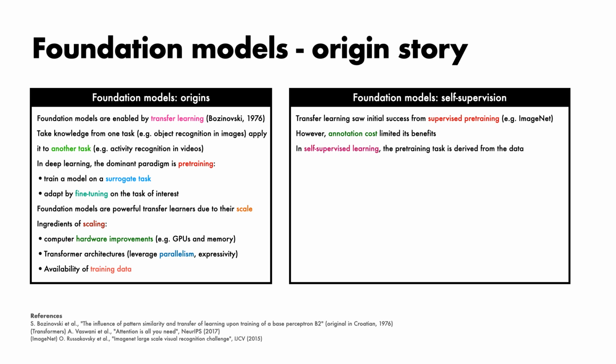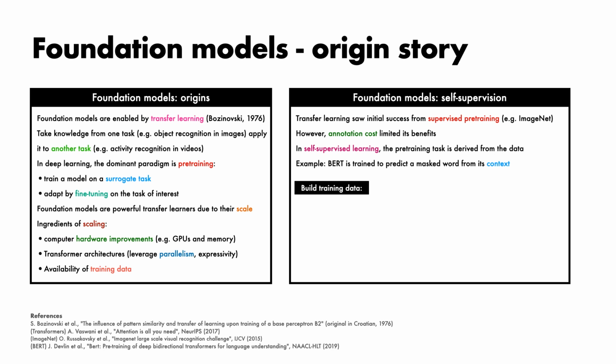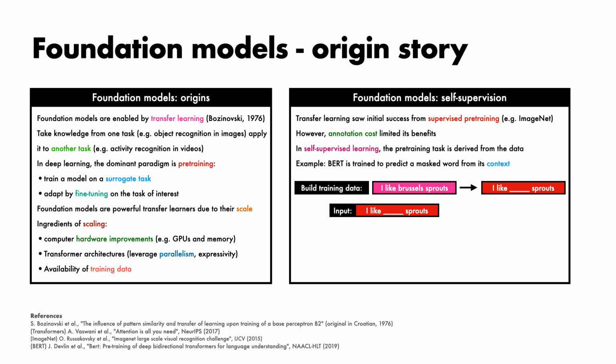In self-supervised learning, on the other hand, the pre-training task is derived directly from the data without the need to perform annotation. For example, BERT is trained to predict masked words from their context. We can build training data for BERT by taking a potentially contentious phrase like "I like Brussels sprouts" and masking one word randomly, in this case, the word Brussels. We can then train the model by providing the masked phrase as input and requiring it to predict the target from its context.